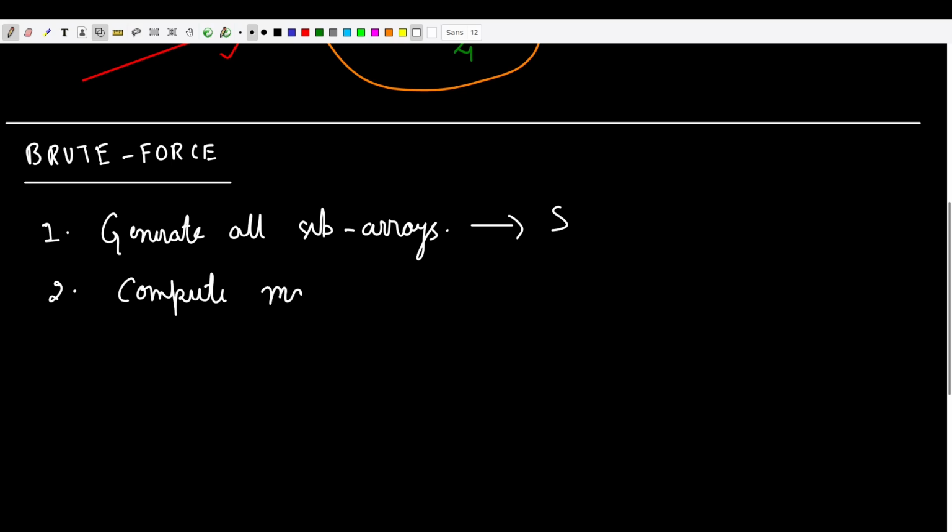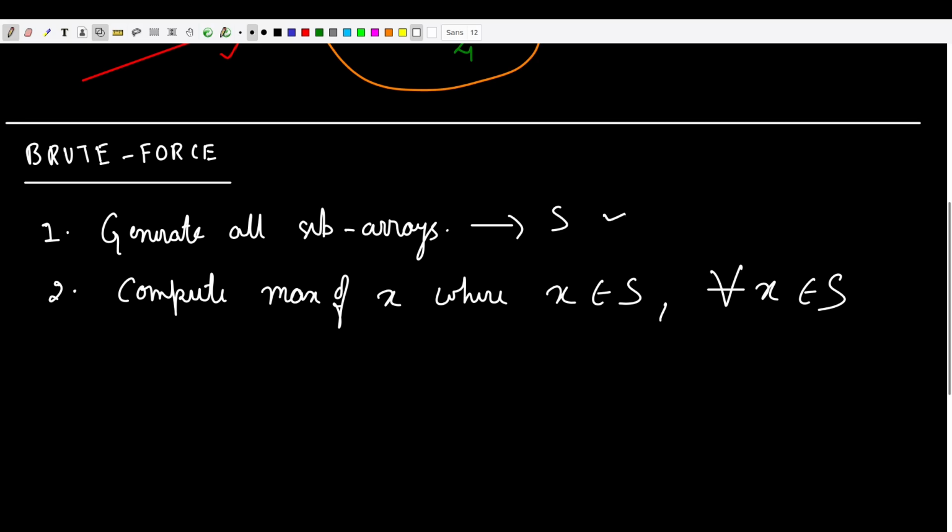maximum of, let me just write it, X, where X belongs to S, right? And this we have to do for all X belonging to S. All right, so step 2 simply says that for all the subarrays which are there in the set S, compute the maximum value.